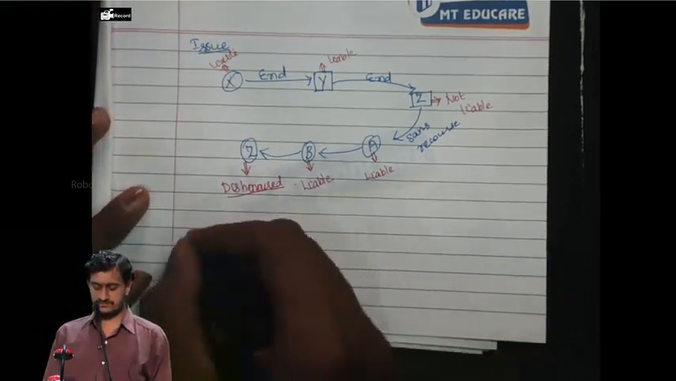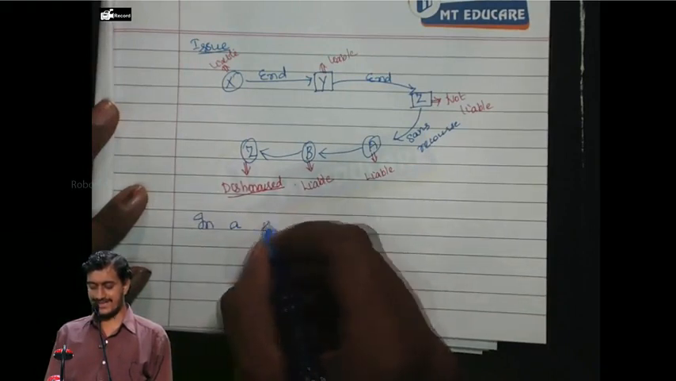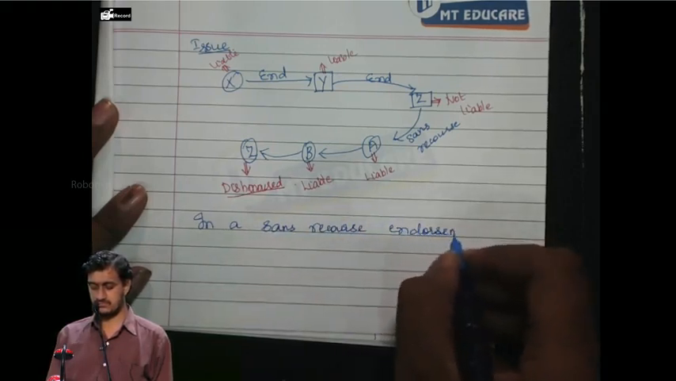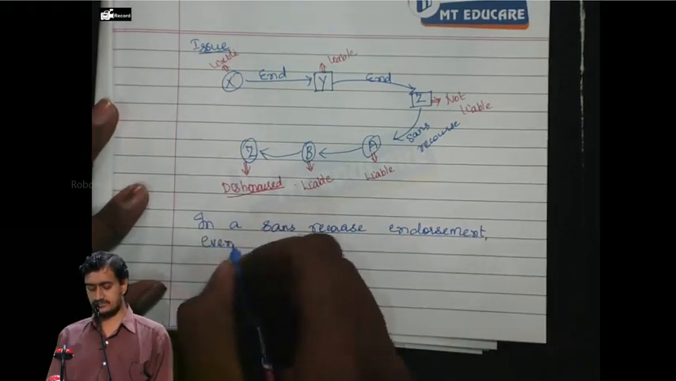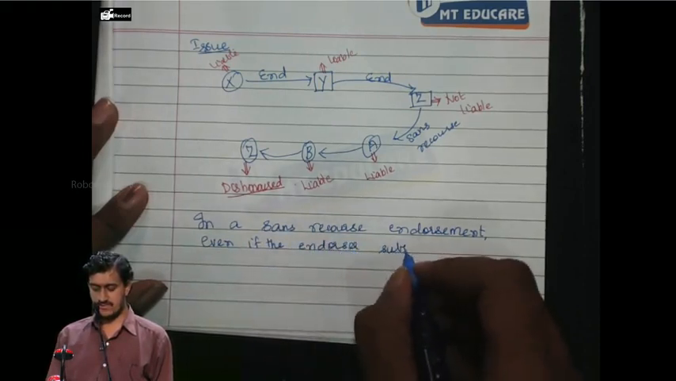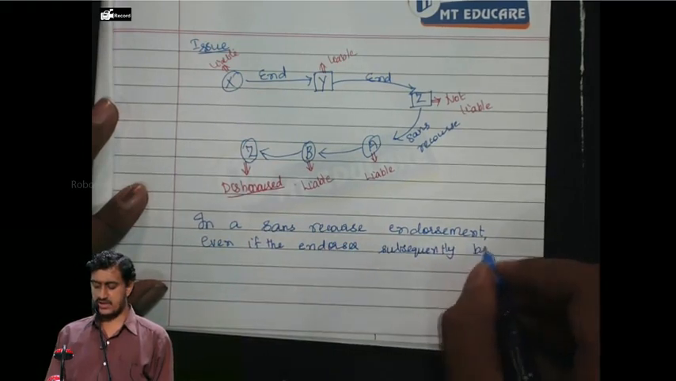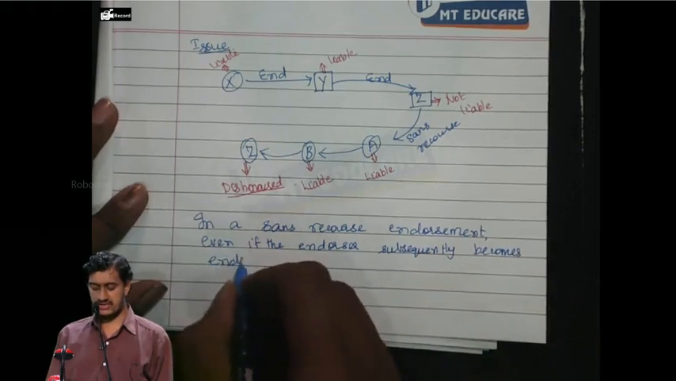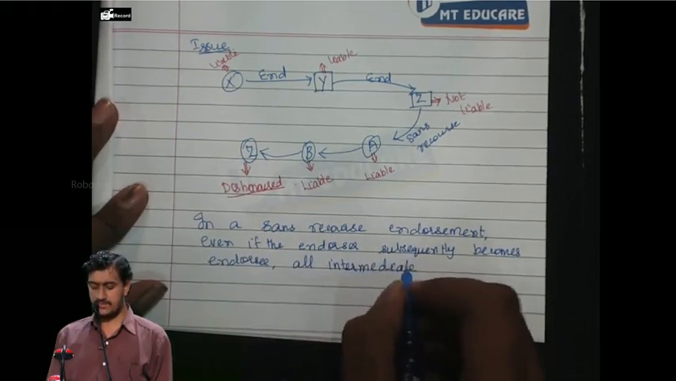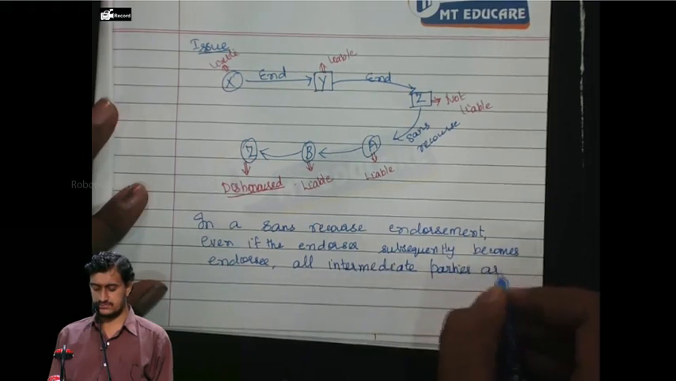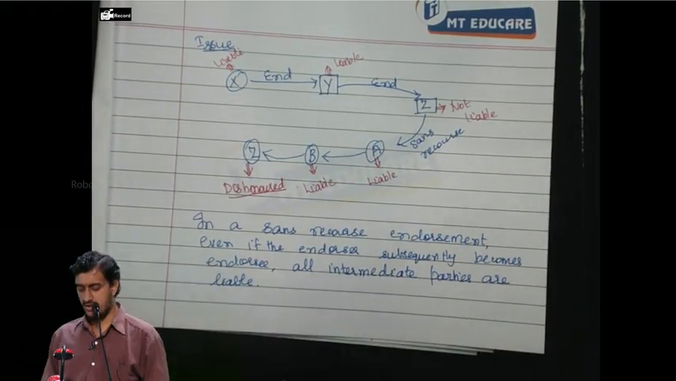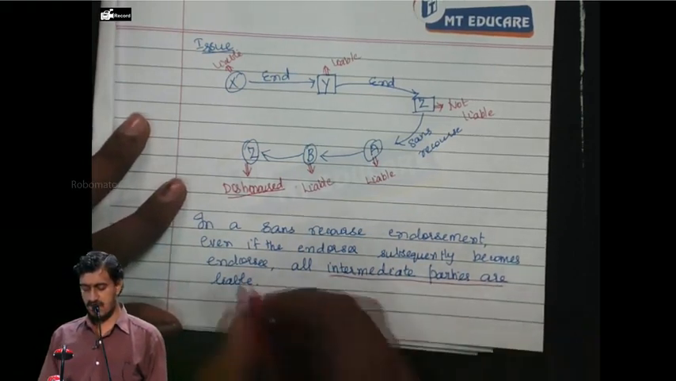So, point to be understood, in a sans recourse endorsement, even if the endorser subsequently becomes endorsee, all intermediate parties are liable.